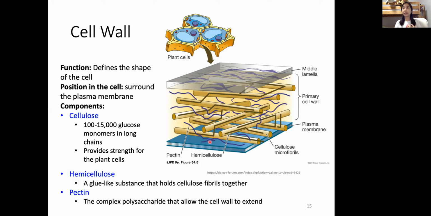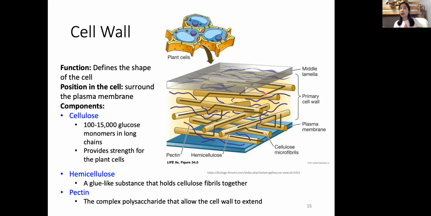The next component is hemicellulose, shown in the brown color right here. It acts like a glue-like substance that holds the cellulose together. Hemicellulose is another type of carbohydrate. It's more like several substances combined together. The last one is pectin, shown in the deep blue color. These are complex polysaccharides that allow the plant cell wall to extend. It can expand and grow larger in size.